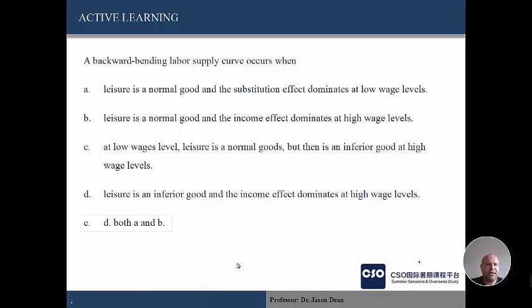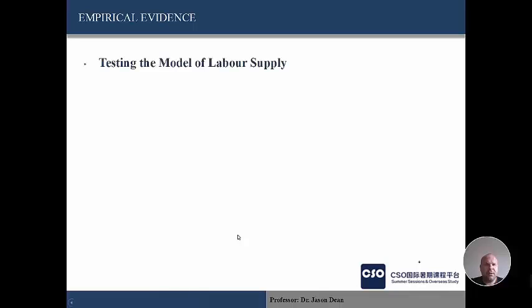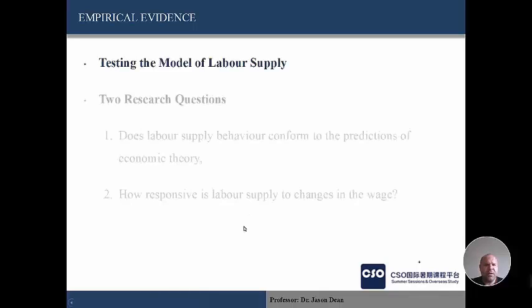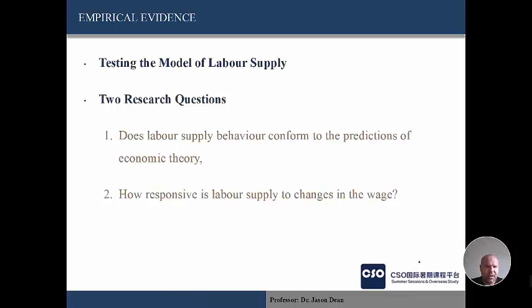Okay, so if you guessed E, you're correct. So A and B are the correct answer. So let's think about the real world here and see if we have any empirical evidence for some of these things that we've talked about. So two research questions that are key and very important are as follows.